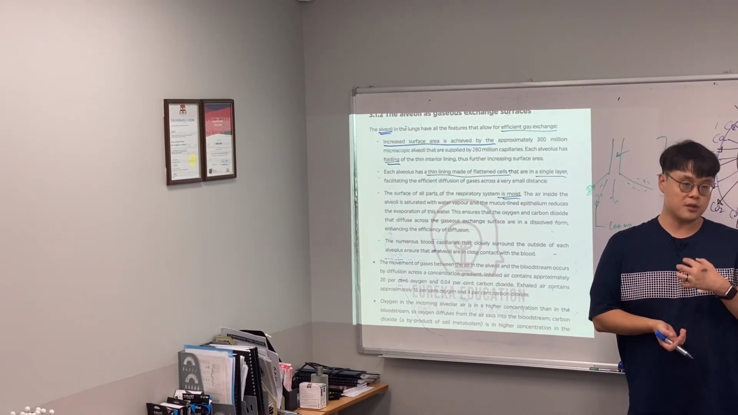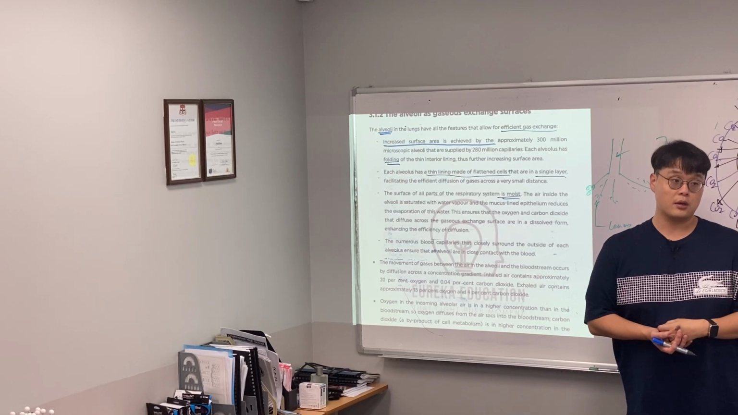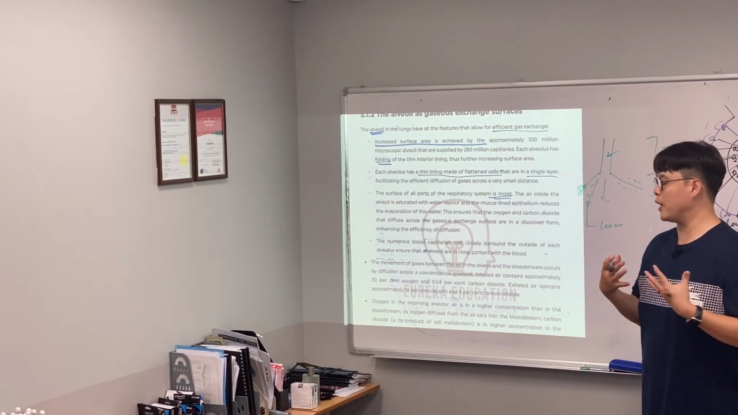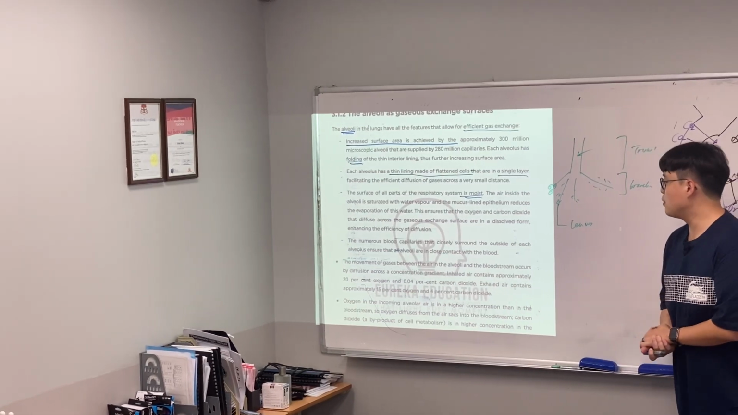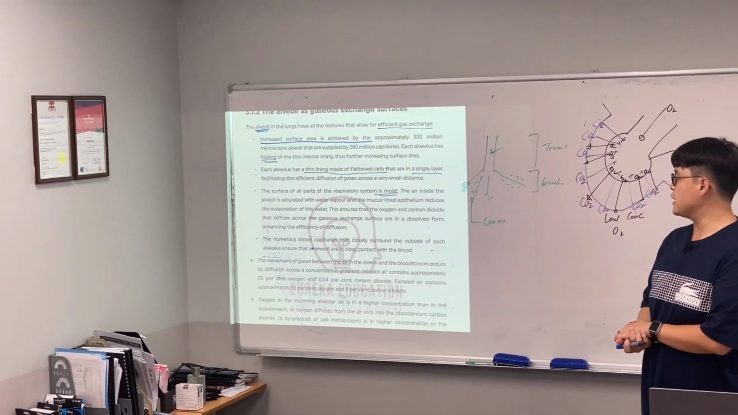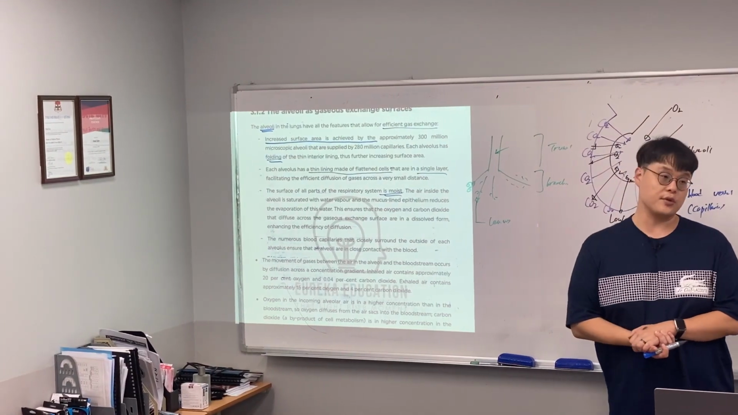This is why you carry a lot of mucus in the respiratory system as well. That's also what happens in some other systems too. Four, the numerous blood capillaries that closely surround the outside of each alveolus ensure that alveoli are in close contact with the blood as well.